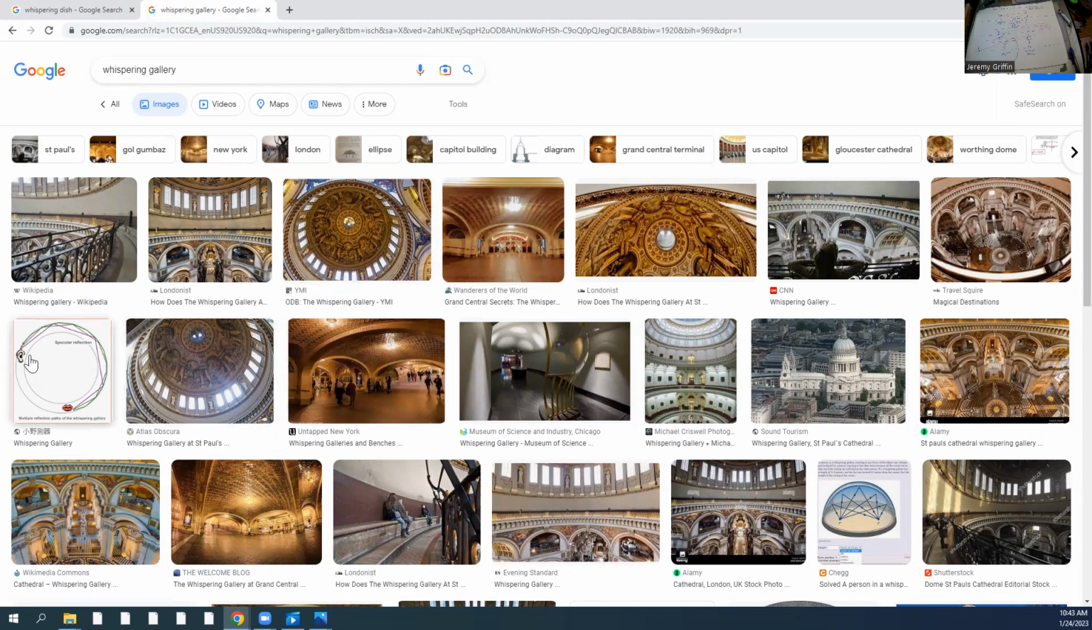So if you're staying at some particular focal point where the sounds bounce off in a certain way, there can be specific points elsewhere in the room where you can hear everything someone's saying. There are actual stories of Congress people who listen in on their fellow congressmen and hear stuff they're not supposed to hear. So, whispering dishes.